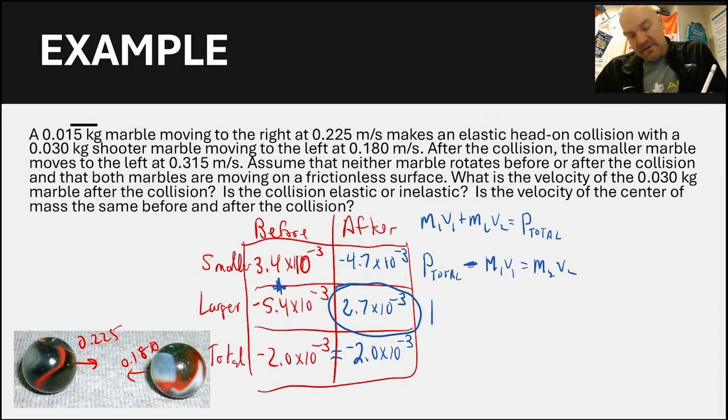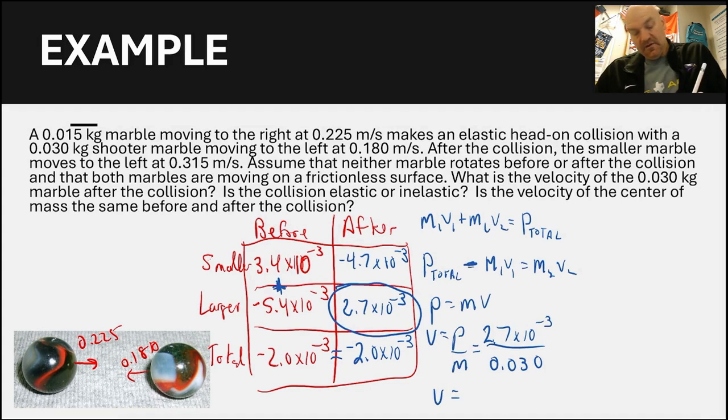So P equals MV, V equals P over M. So 2.7 times 10 to the negative 3 divided by the mass, which is 0.030, gives us a velocity of 0.009 meters per second. Okay, so that answers the first question, the velocity of the 0.030 kilogram marble.